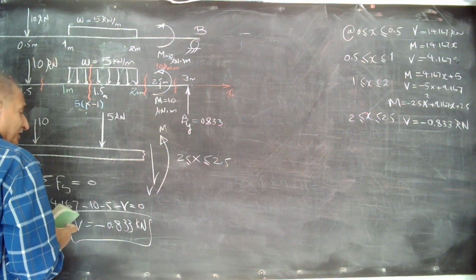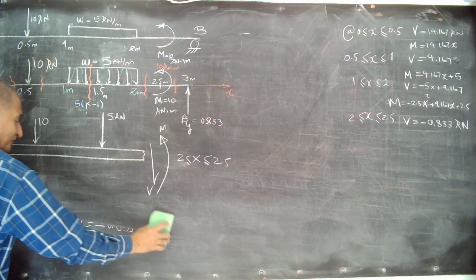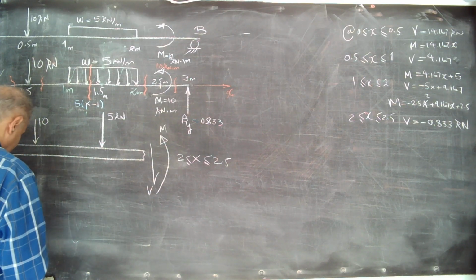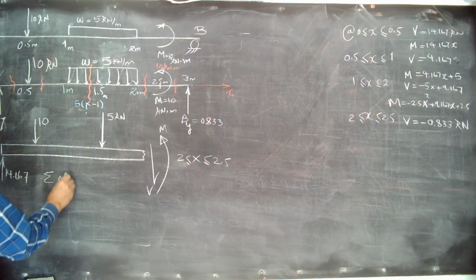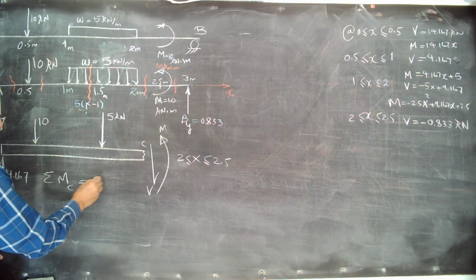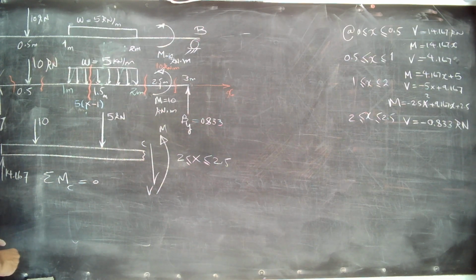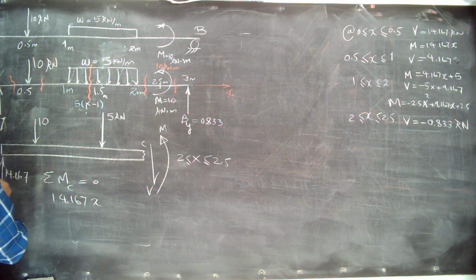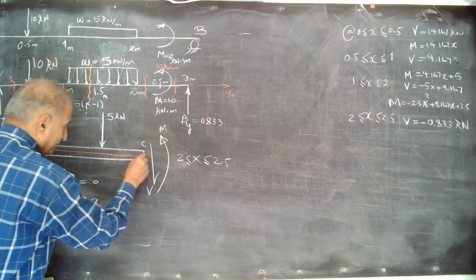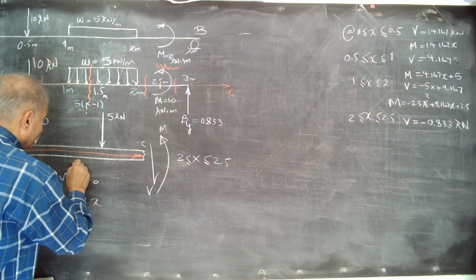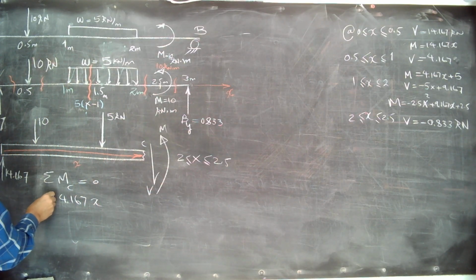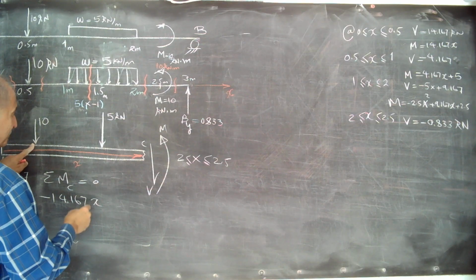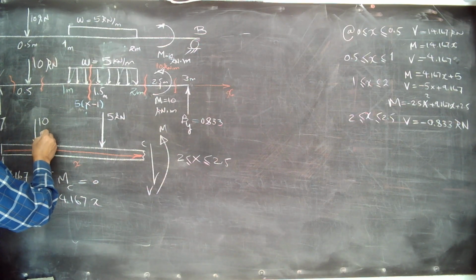We do not need these calculations anymore. Let's go for moment. Summation of M at C equal to 0. Then we have 14.167 clockwise times x. Don't forget this distance to C is x. And minus this, plus 10 times this distance.